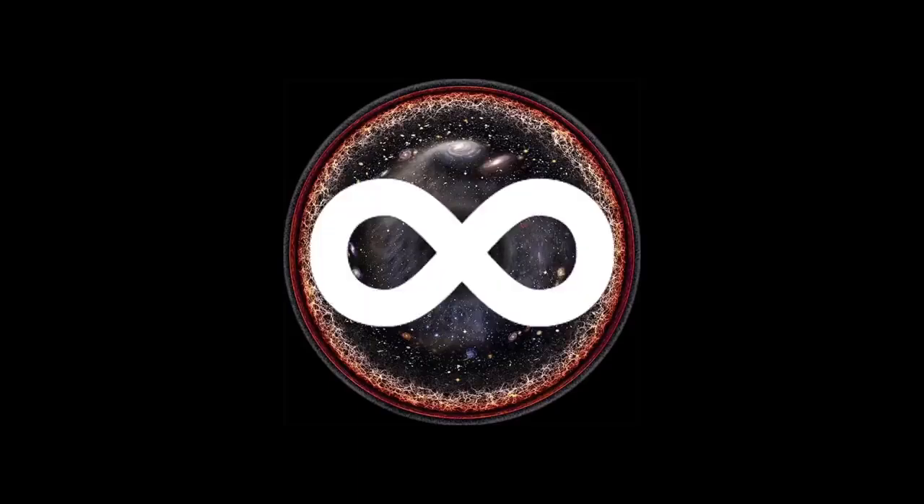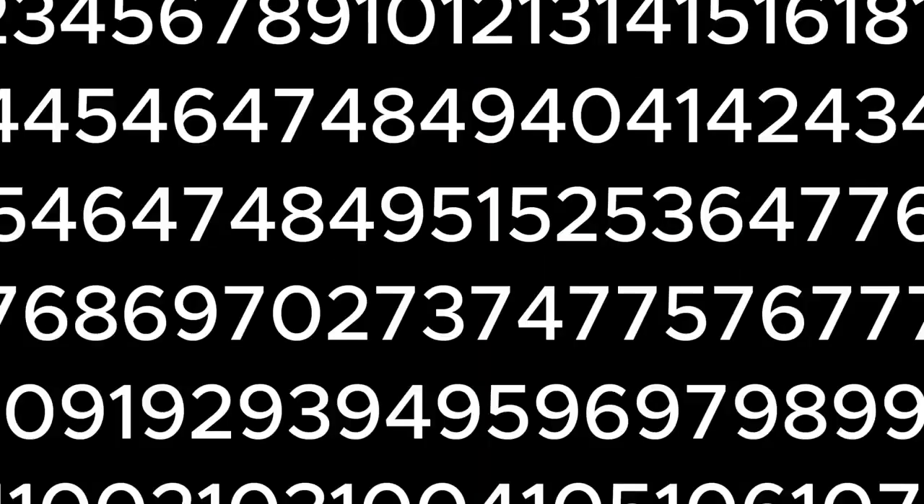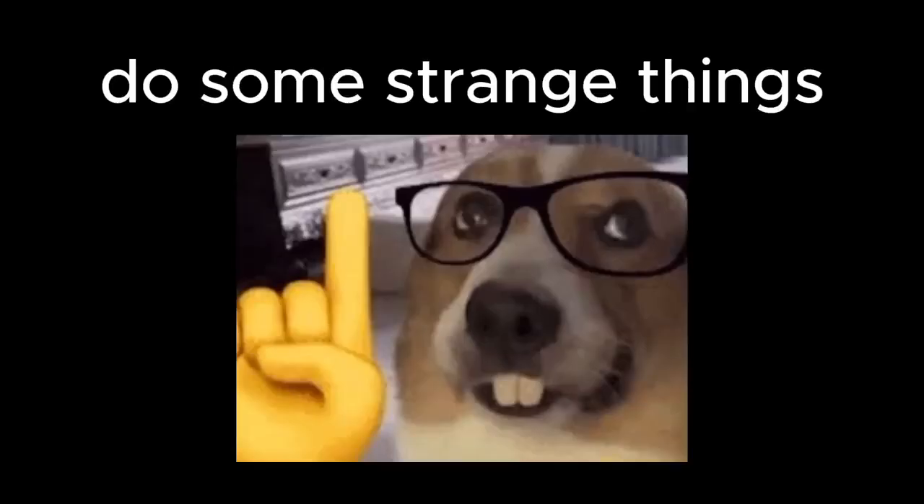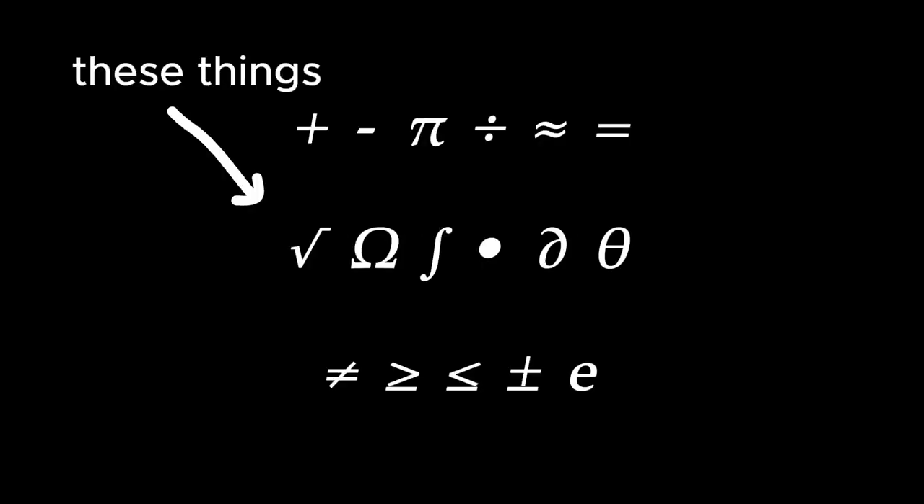The universe is infinite. Infinity can consist of numbers which are symbols that represent a value. We can add these values, we can subtract them, and we can also do some strange things like this. But we'll get to that later. Besides numbers, there's also these things representing instructions, relationships, operations, and concepts called signs and symbols.